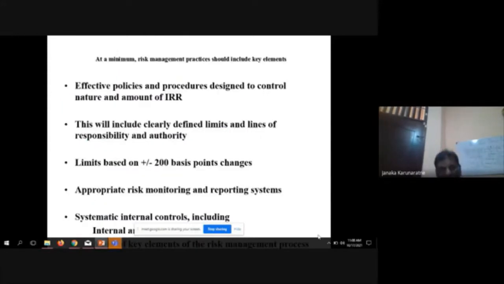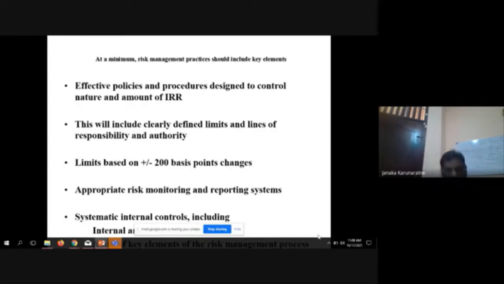So at minimum, the following should be included in your practices. So the effective policies and procedures designed to control nature and amount of interest rate risk. So there must be set, I think at the beginning of the course for overall risk management, we looked at how the banks should set up the policy framework. There we discuss certain things in respect of interest rate risk as well.